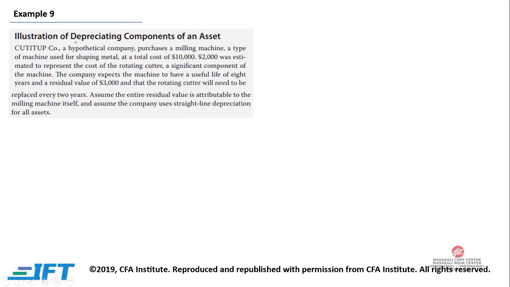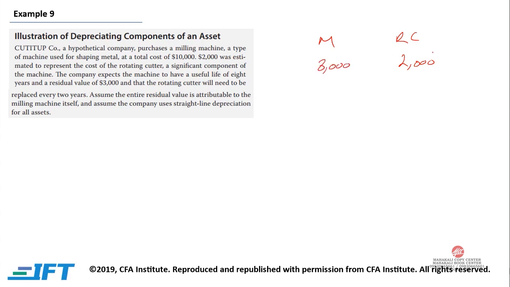Example 9, illustration of depreciating components of an asset. Cut Etup company, a hypothetical company, purchases a milling machine, a type of machine used for shaping metal, at a total cost of 10,000. 2,000 was estimated to represent the cost of the rotating cutter. So the rotating cutter was 2,000, out of the total 10,000. Hence, the milling machine in itself is 8,000.